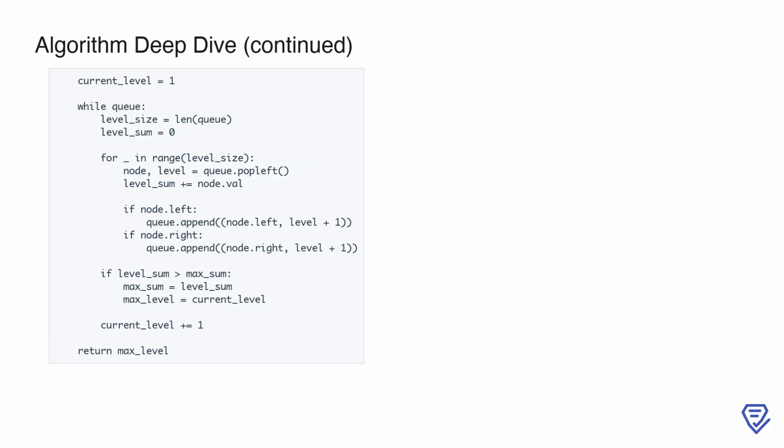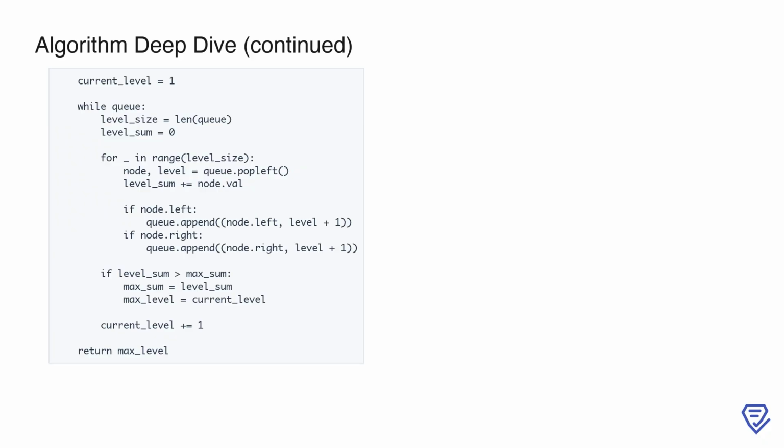At each level, we calculate the size of the queue, which represents the number of nodes at that level, and initialize a level_sum to 0. For every node at the current level, we dequeue it, add its value to level_sum, and enqueue its children, if they exist, to ensure the next level is processed.